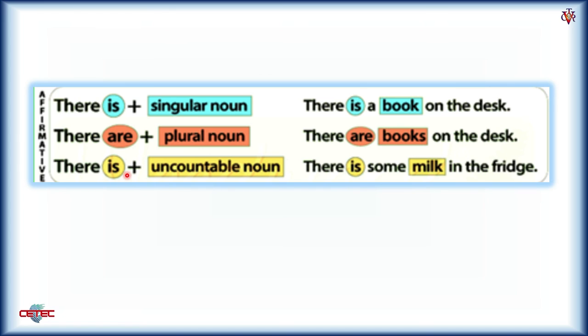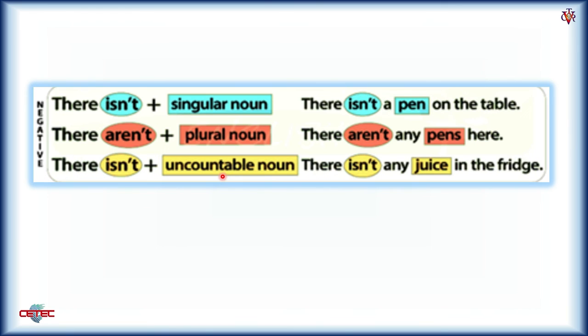There is plus uncountable noun. There is some milk in the fridge. Don't forget this characteristic. Some for uncountable nouns. Now, in negative, there isn't plus singular noun. There isn't a pen on the table. In this negative form, the apostrophe plus, in a singular, a pen, a consonant.